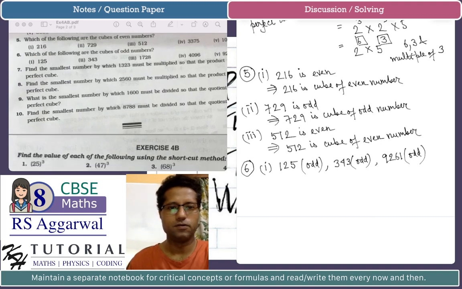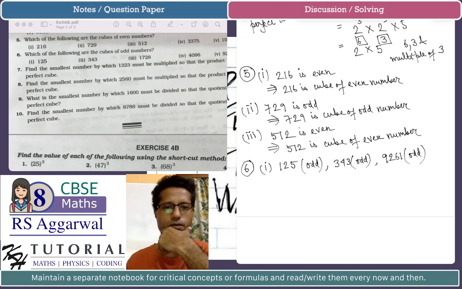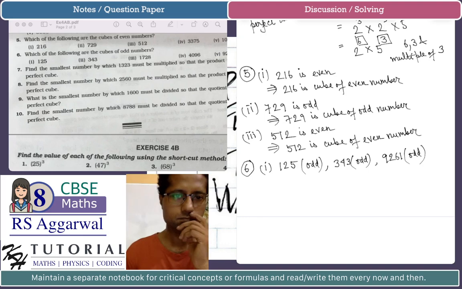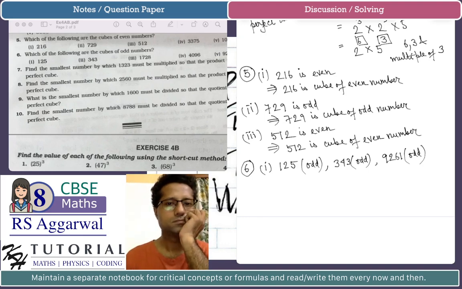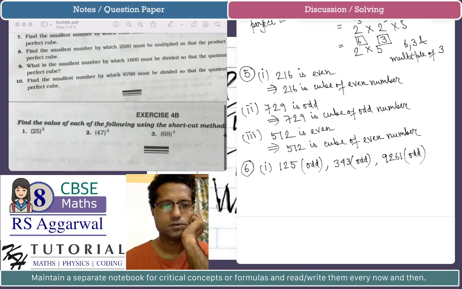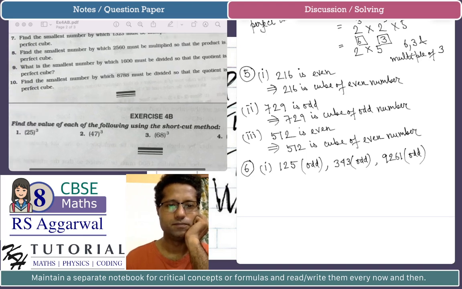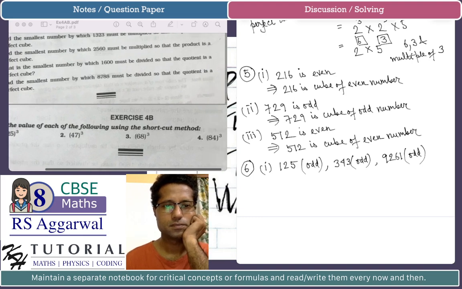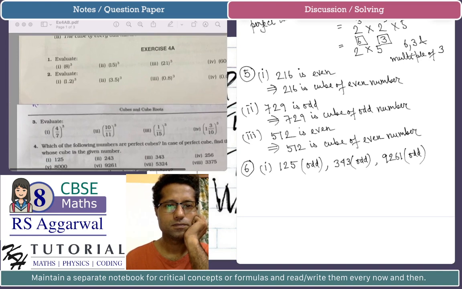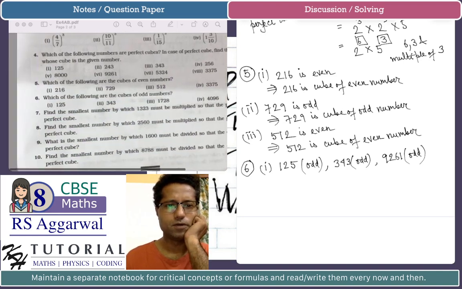Okay. Now problem number 7 I already did in part 1. Problem number 8 I also did in part 1. Problem number 9, did I do it? Yes, I think I have done it, 9 and 10. Okay. So exercise 4b is: find the value of each of the following using the shortcut method. That is, find the cube of 2-digit numbers using the column method. Okay, I think I have covered most of the problems.